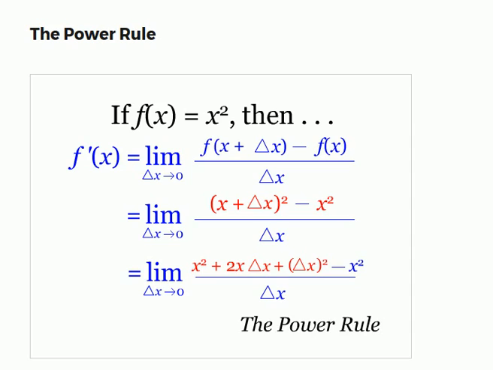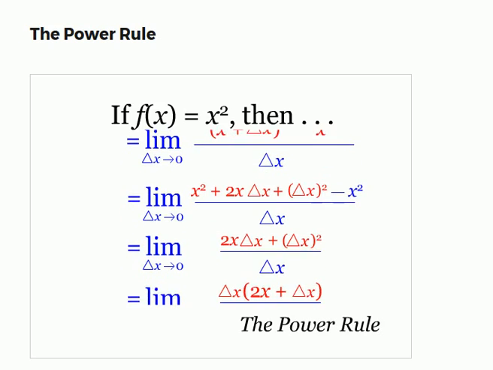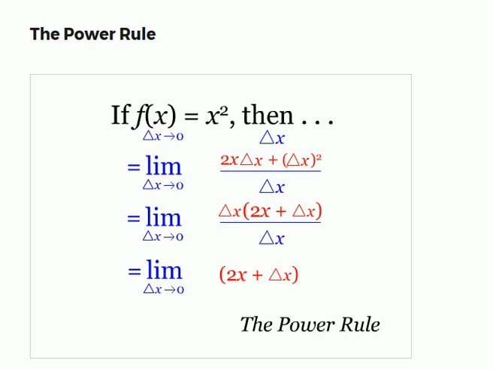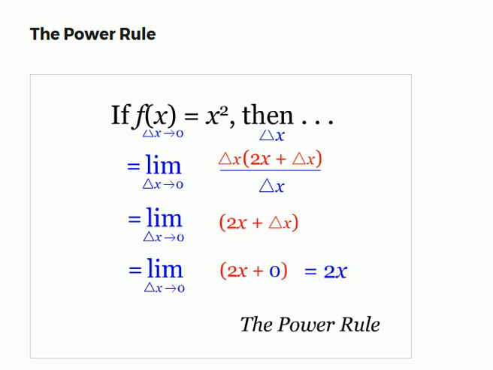You can see why the difference quotient is a little complicated. We've got a lot going on here. So let's go ahead and cancel those x squared terms out. And now we're going to use the factoring method to evaluate this limit. In other words, we're going to factor out a delta x in the numerator, and then cancel it with the delta x that's already in the denominator. We can now plug in 0 for delta x to get the limit, and our derivative answer that we've been looking for the whole time.